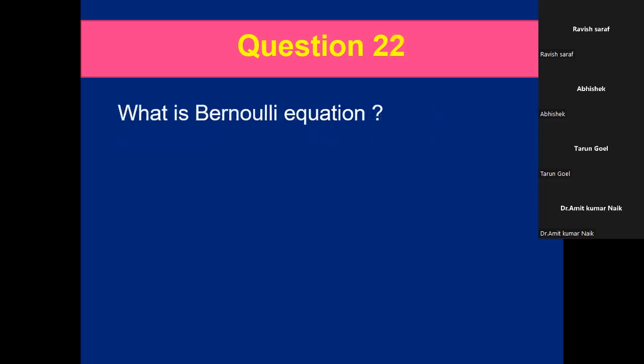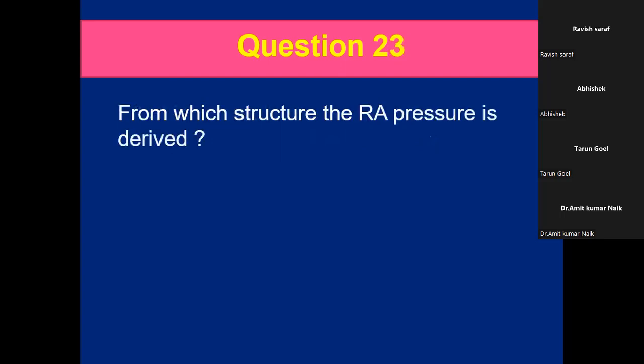Tell me this question. What is Bernoulli's equation? I don't know, sir. I don't know, sir, about this. From which structure are the RA pressures derived? Superior vena cava and inferior vena cava, sir. IVC, not superior vena cava. Never have we derived it from superior vena cava.